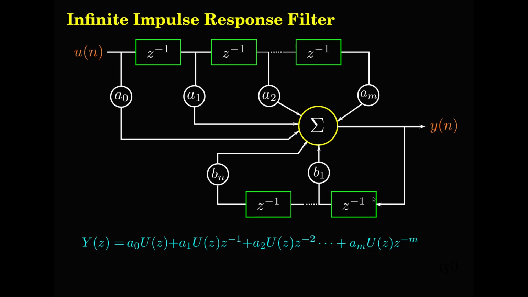Then you take the feedback part: YZ delayed by 1 delay into B1, YZ, Z to the power of minus 1. Then so on you go along this feedback path. After n delays, Z to the power of minus n, YZ, Bn. Now this becomes your equation for this infinite impulse response filter.